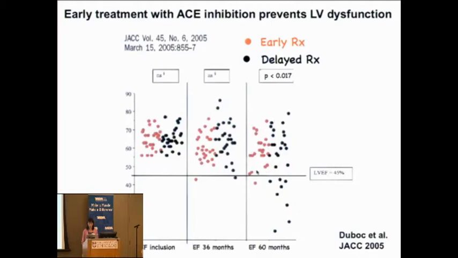All but one of the patients stayed above the 45% mark with their ejection fraction, whereas those who got the later therapy, you see there's this group of patients that fell below the line. So what this says is if you start medications early, you can actually prevent problems from happening.